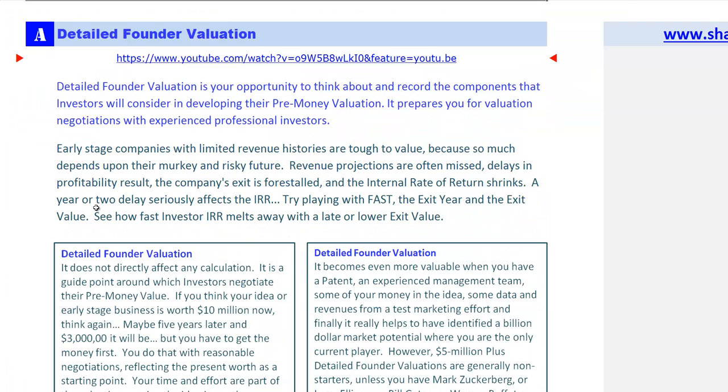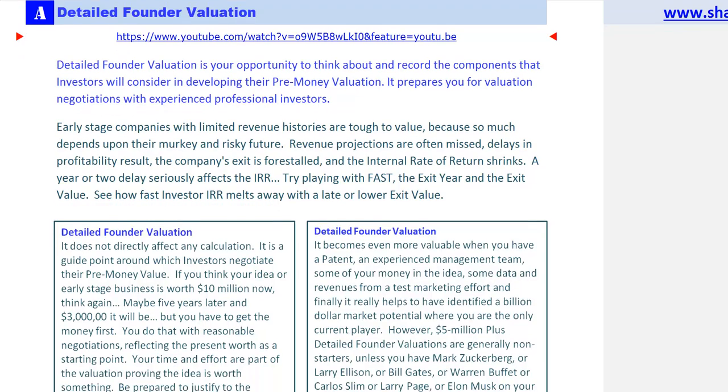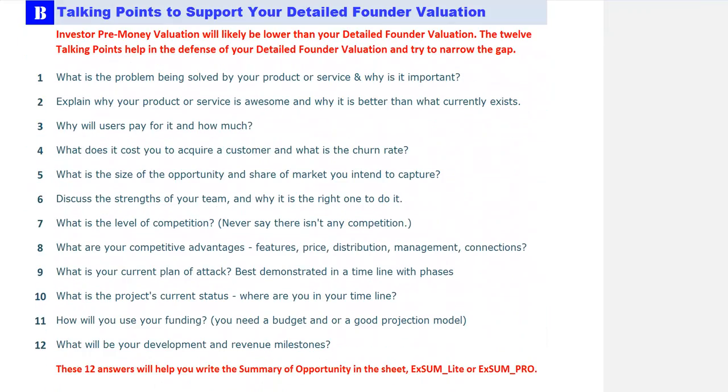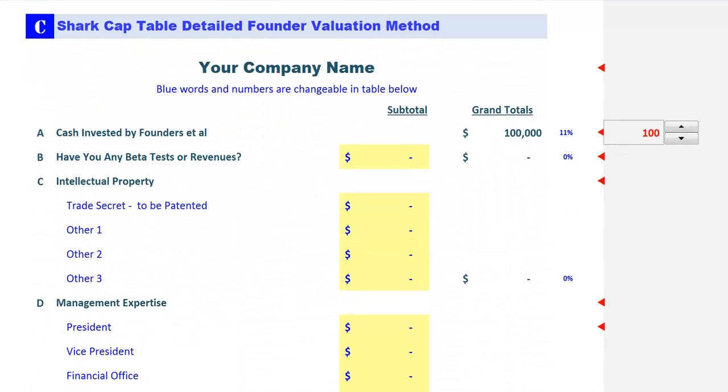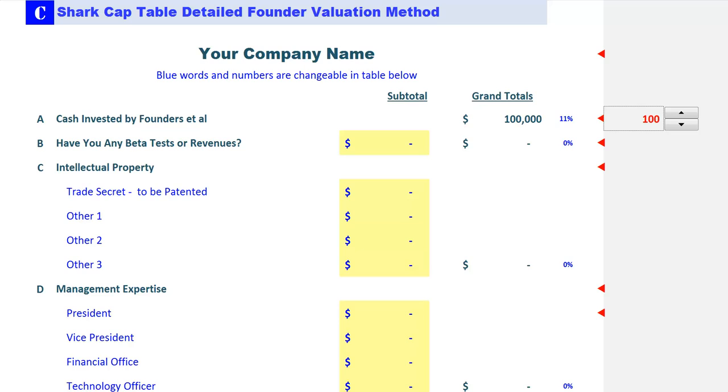We're going to allow you to download for free from our website, www.sharkcaptable.com, Section A, which is the detailed founder valuation discussion, and B, talking points to support your detailed founder valuation, and C, the Shark Cap Table detailed founder valuation method. So here we are at Section C, Shark Cap Table detailed founder valuation method.